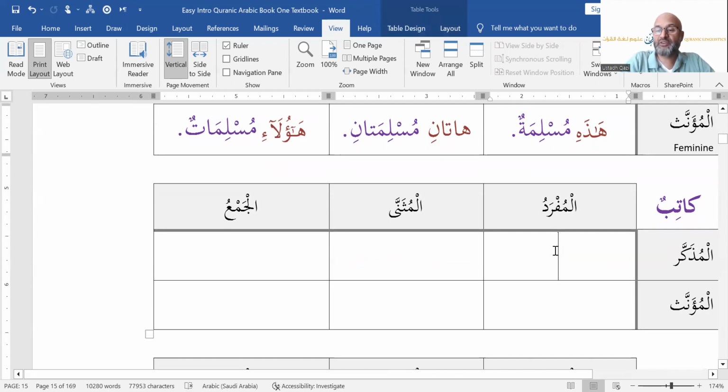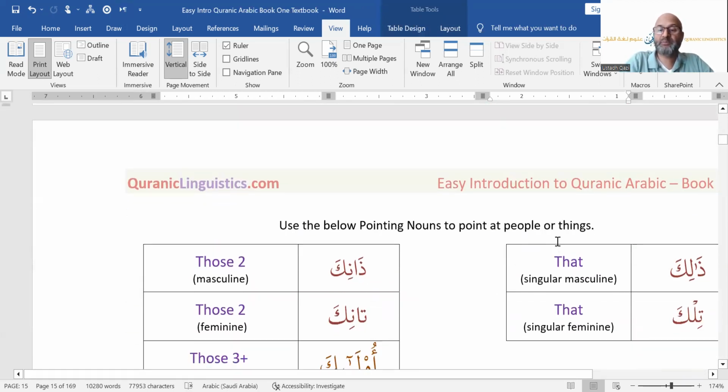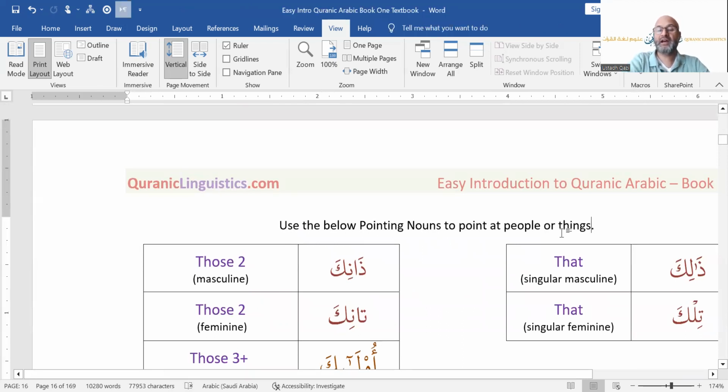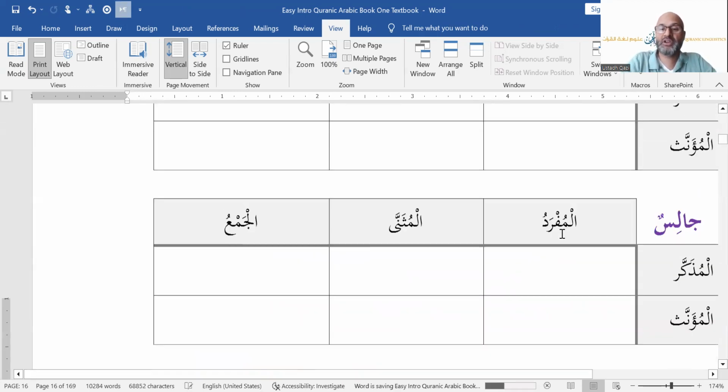Complete this practice for katib and jalis. And then in the next lesson, we'll look at pointing nouns for things that are not close. In other words, they're far, inshallah.